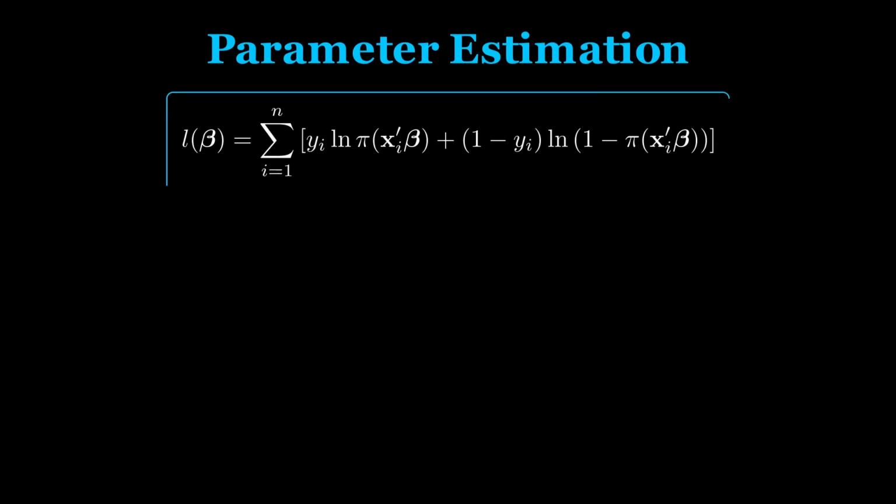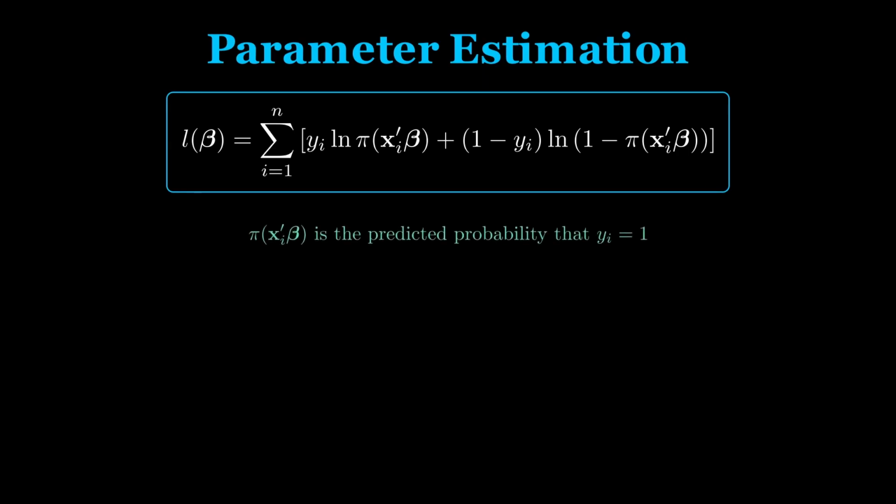For a dataset with n observations, the log likelihood function for a binary dependent variable model looks like this. Each observation contributes the log of the predicted probability when y is 1 and the log of 1 minus that probability when y is 0. Here, pi of x i prime beta is the predicted probability that y i equals 1 given the explanatory variables and the parameter vector beta. The parameters are estimated by finding the values that maximize the log likelihood, which we do by setting the score equations to 0.